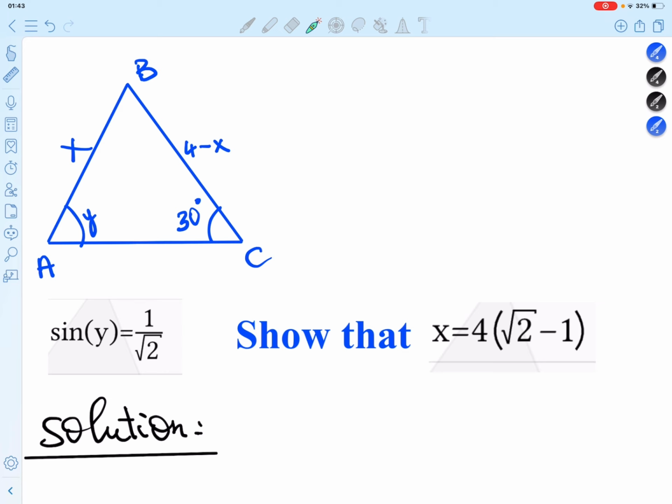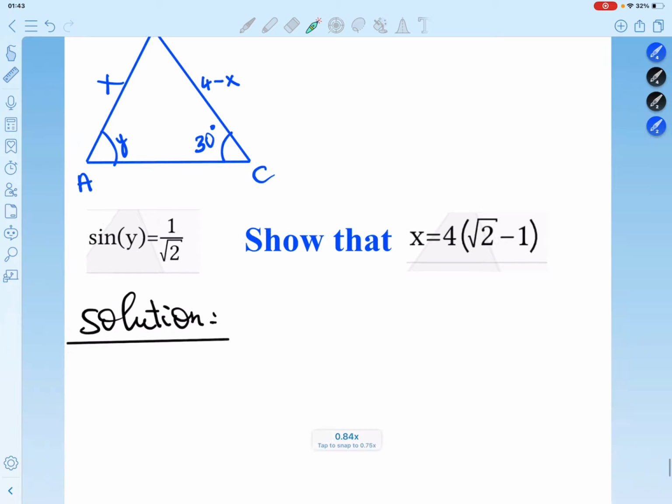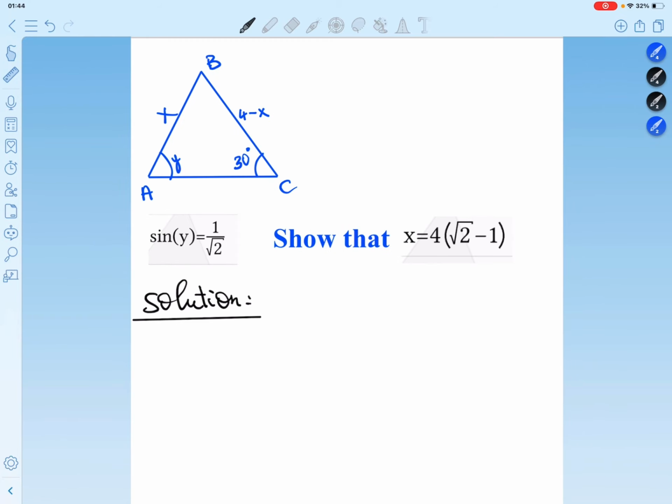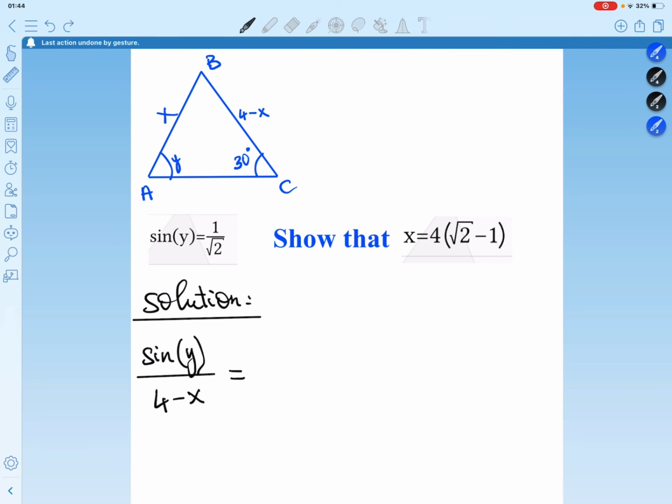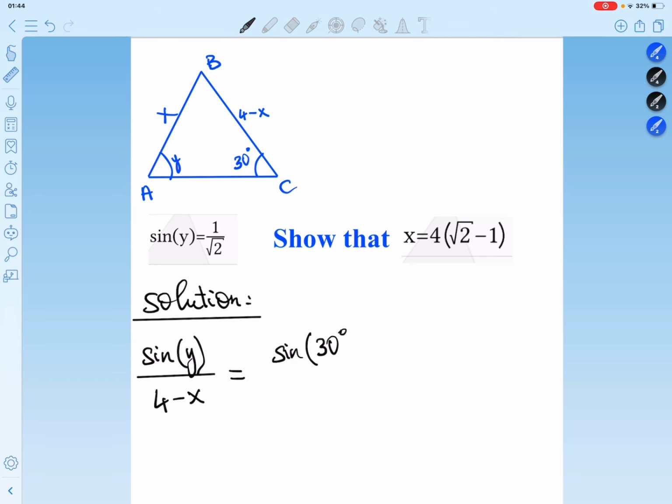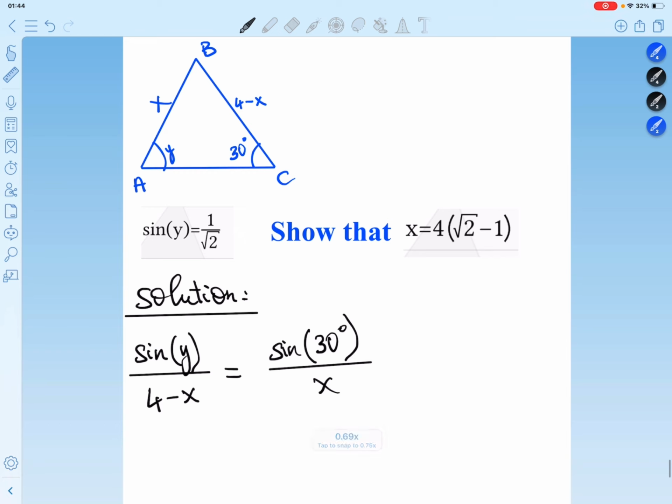So in order to do this, we're going to use the sine rule. So the sine of this angle over this side must be equal to the sine of this angle over this side. So that means that sine of Y over 4 minus X must be equal to sine of 30 degrees over X. This is the sine rule.